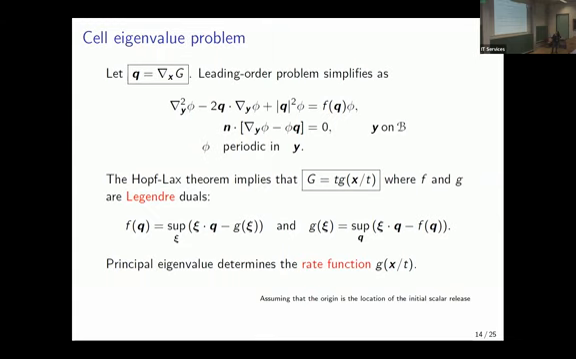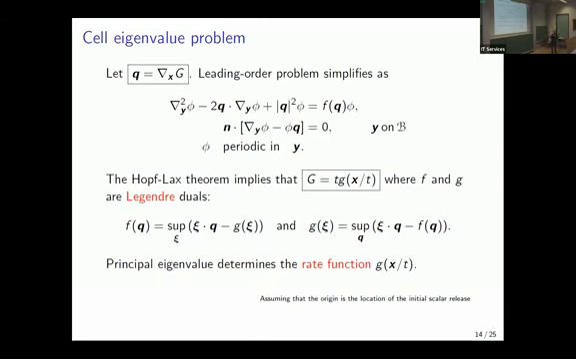Okay, so then if you make a change of variables and let q be the grad x of this big G, then you can tidy up the problem a bit. So this is the eigenvalue cell problem because it does take place in this cell domain. And then using the Hopf-Lax theorem, you can see that the big G may be expressed as t times this little g, which is the rate function that appears in the large deviation form I gave.